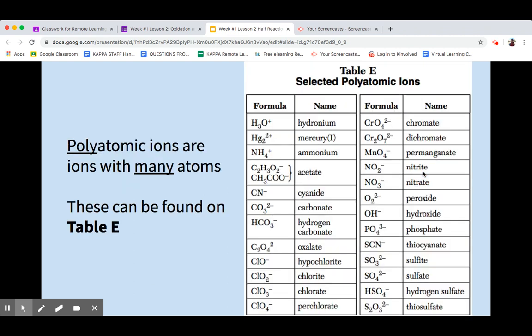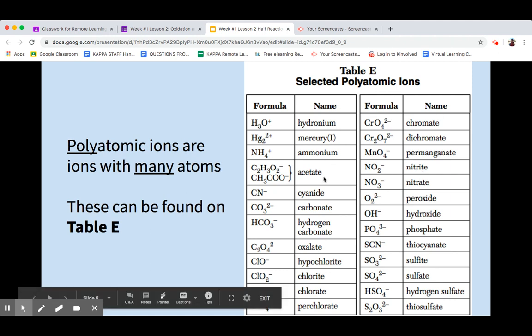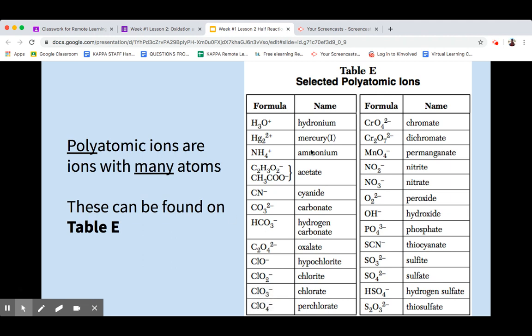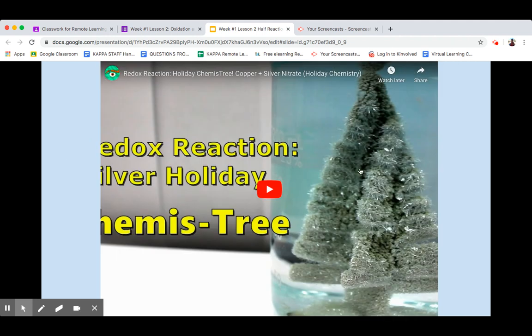This can be found on table E in your reference table. Polyatomic ions get their own special name, so that's why they're in this table. So if you ever see a question about polyatomic ions, table E is where you're going to want to look. All right, so what does a redox reaction look like? We're going to watch this experiment, and as we watch, I want you guys to notice what happens in the beginning, what happens in the end, and why might that be happening.